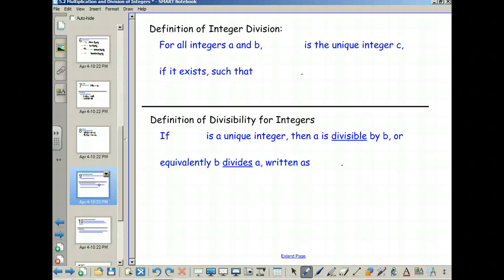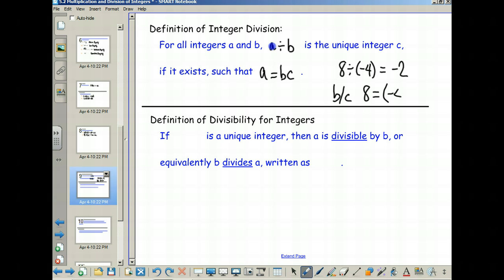It says the following: if we have integers A and B, then A divided by B is the unique integer C, if it exists, such that A equals BC. And the idea here is, let's say for instance that I had 8 divided by negative 4. Well, 8 divided by negative 4 is of course negative 2, and the reason is because 8 is equal to negative 4 times negative 2.